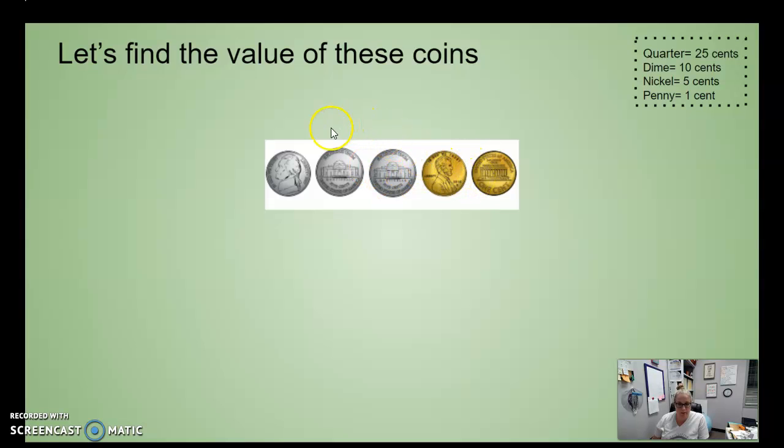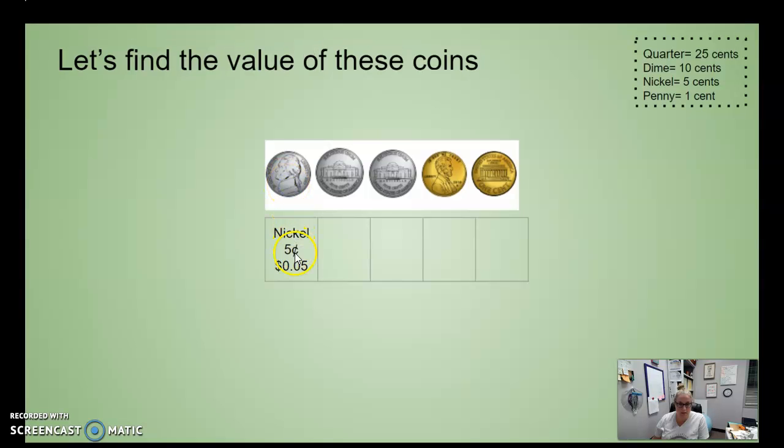The first thing that we are going to do is decide which coin it is and how much it is worth. And we're going to write it both ways with the cent symbol and the dollar sign. So let's look at these together. So the first thing we have right here is a nickel. That's right. And a nickel is worth 5 cents. So I can write it with the 5 and the cent sign. And then I can also use the dollar sign with the 0.05.